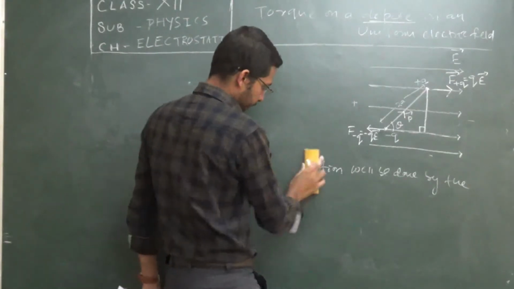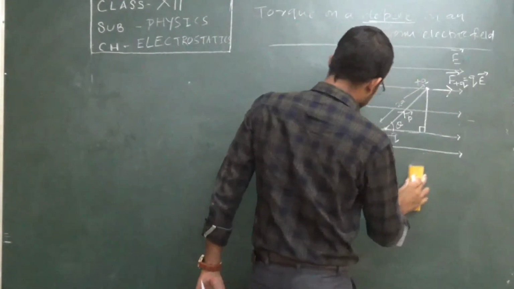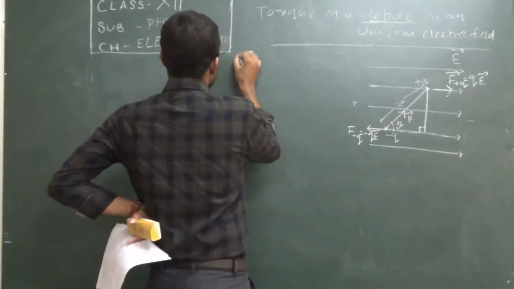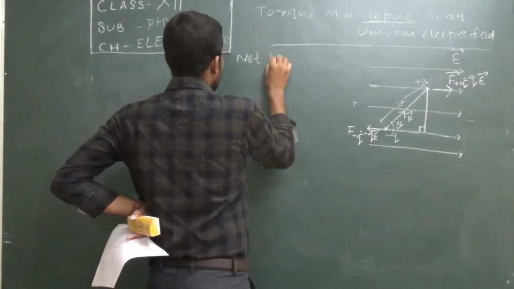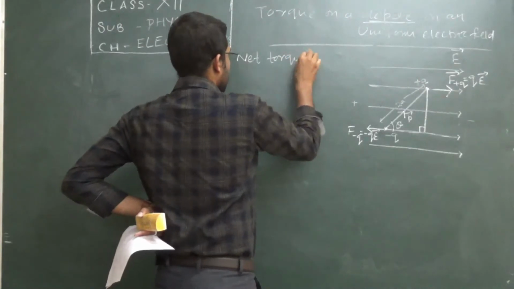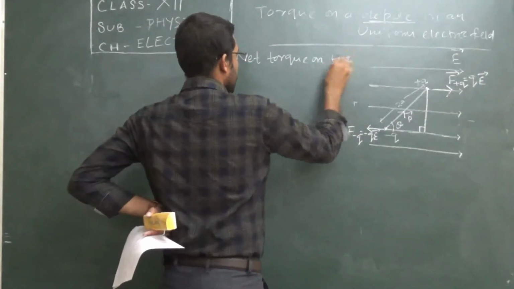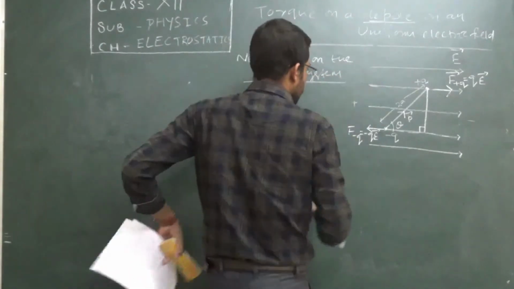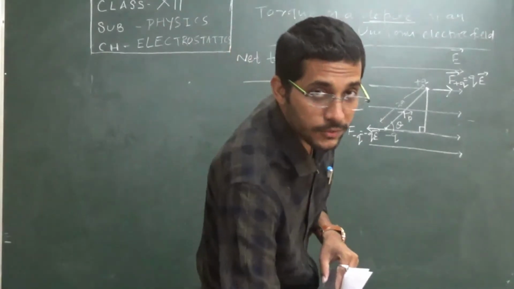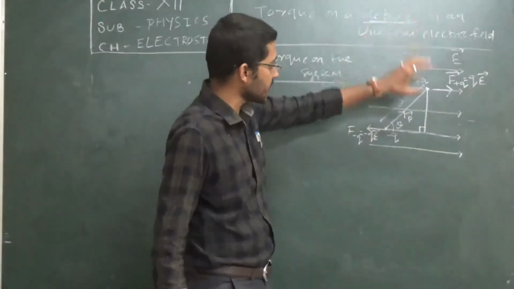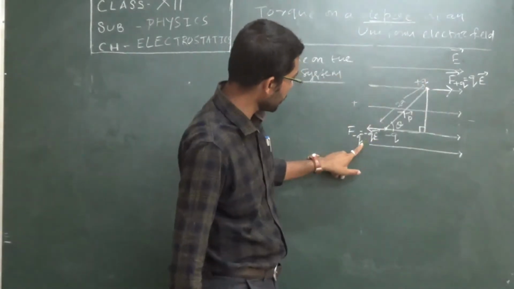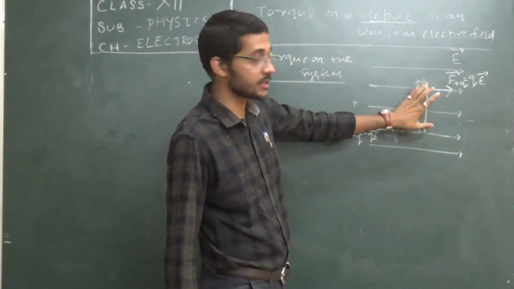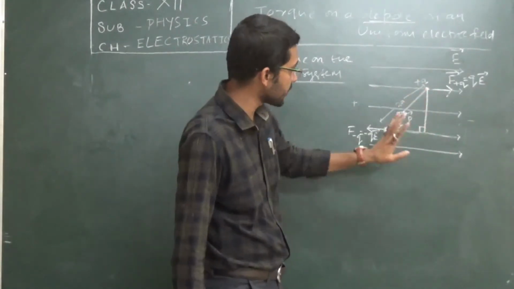Always remember, torque comes from the concept of couple. So the net torque on the system: the formula of torque is force times the distance between these forces. You can take any of the forces and the distance, but always you need to find the minimum distance. It must be a perpendicular one.